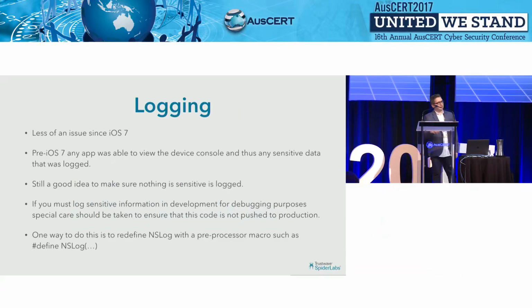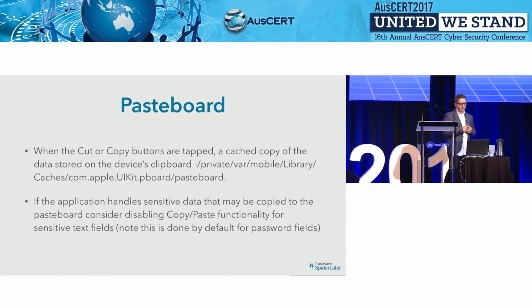Logging is less of an issue since iOS 7. Pre-iOS 7, any app had access to the device logs and could view any data that was logged from other applications. Even though it's been fixed since iOS 7, which is quite a while ago, it's still a good idea to make sure nothing sensitive is logged. If you have to log sensitive information in dev for debug purposes, just make sure it's not pushed to production. So maybe define a preprocessor macro for NSLog or whatever.